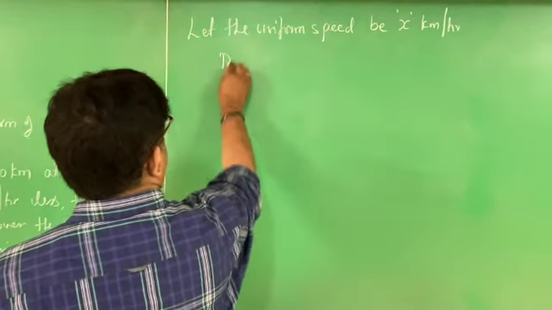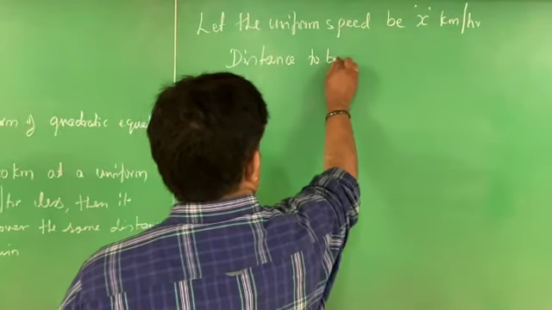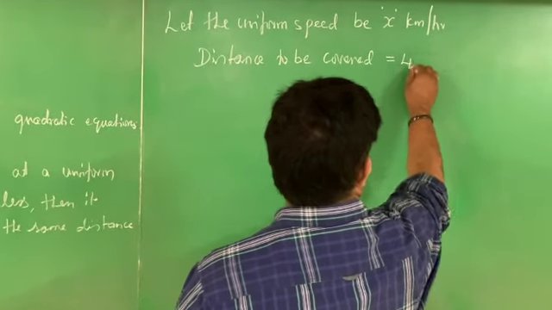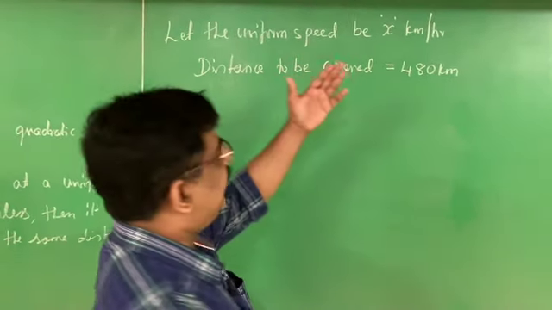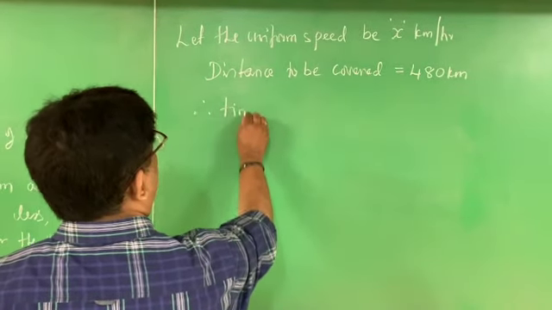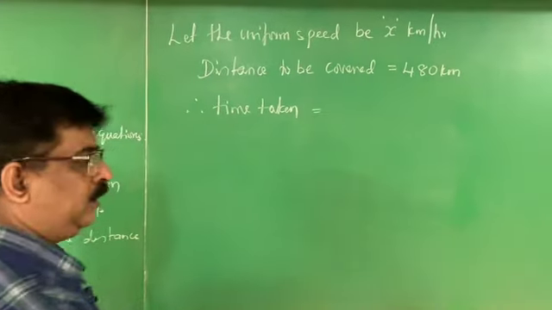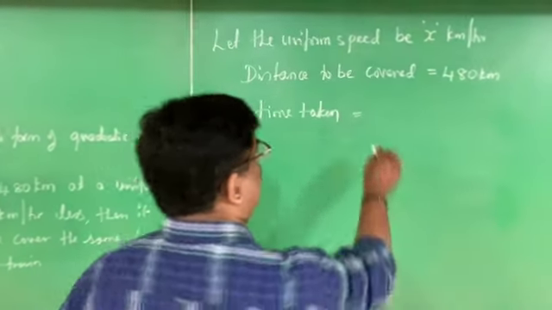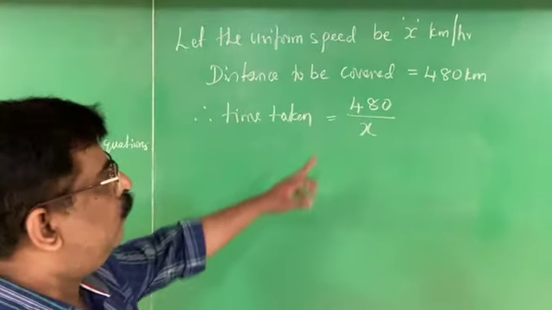Distance to be covered. The train has to cover the distance of 480 kilometers, 480 kilometers with the speed of x kilometer per hour. Therefore, time taken, how much time does it take? Time taken is equal to, you all know that time taken is nothing but distance by speed. Distance is 480 kilometers with the speed of x. Therefore, time taken is 480 by x.